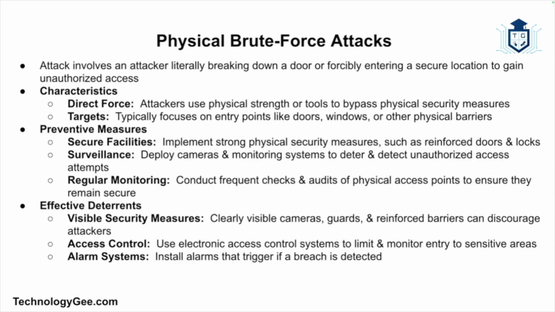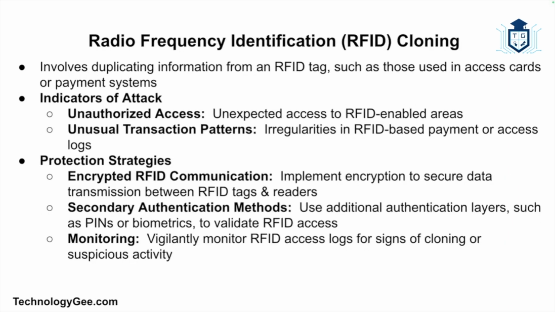Another form of physical attack is a physical brute force attack, in which an attacker may literally break down a door or otherwise force their way into a secure location to gain unauthorized access. Implementing secure facilities, surveillance, and regular monitoring of physical access points can serve as effective deterrents against these types of attacks. All right, next we have what is called radio frequency identification cloning.